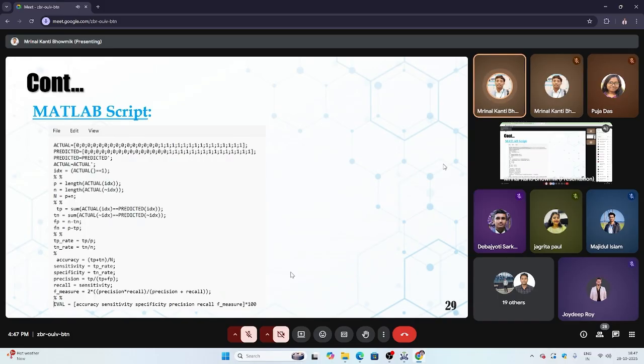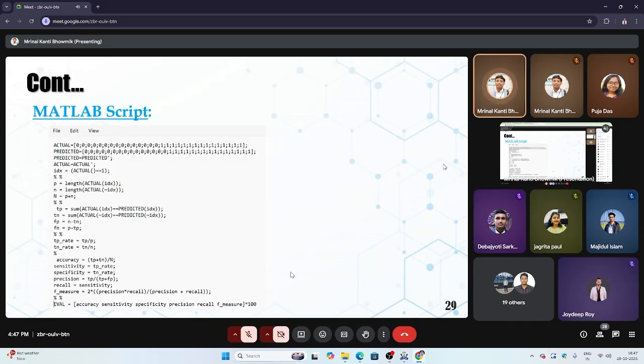Next, we have to calculate the number of positives and the number of negatives. Positives is basically the length of the actual idx, meaning how many there are with 1, and the negatives are how many labels there are with 0. The total number of samples is p plus n, meaning here p comes to 15 and n comes to 15, so the total equals 30.